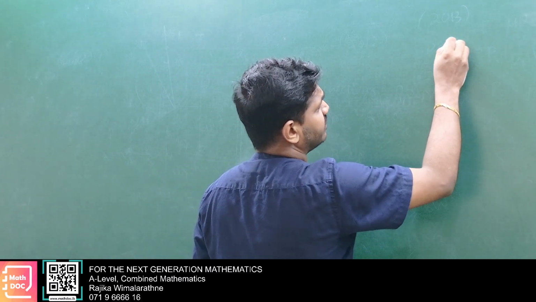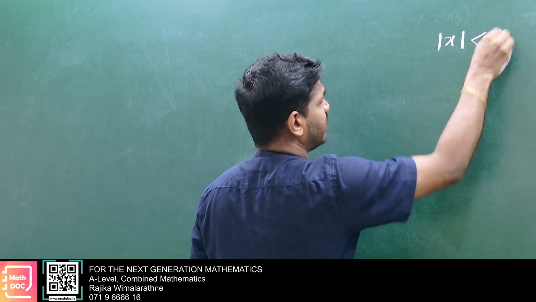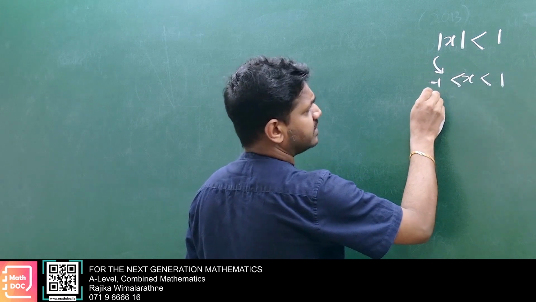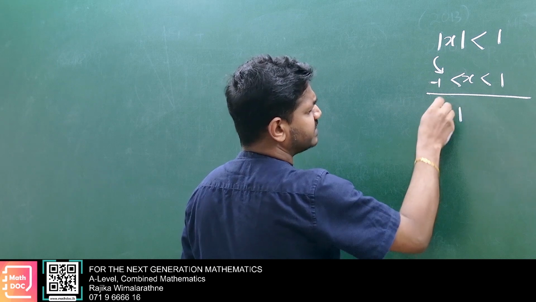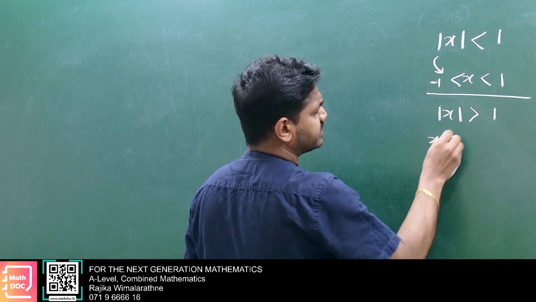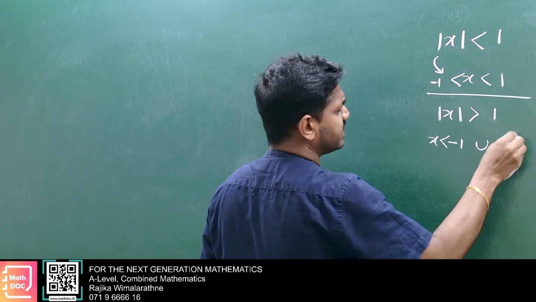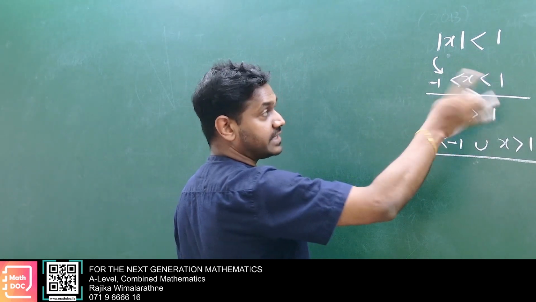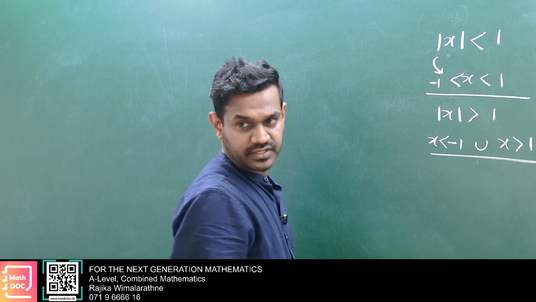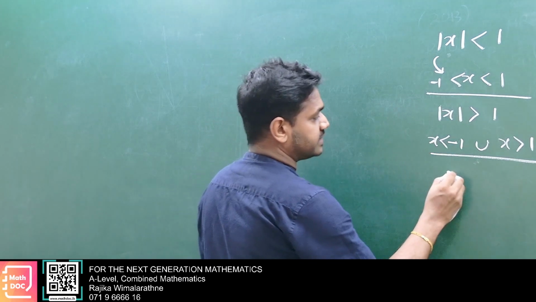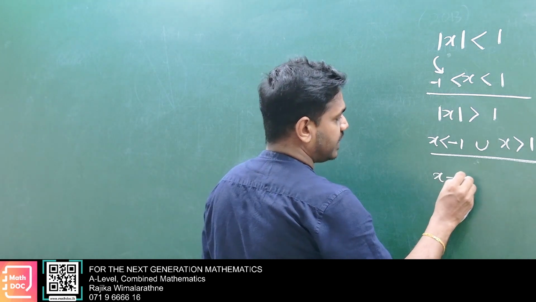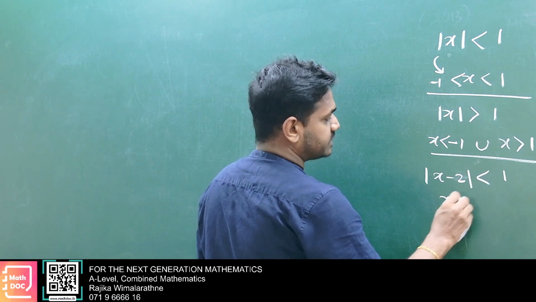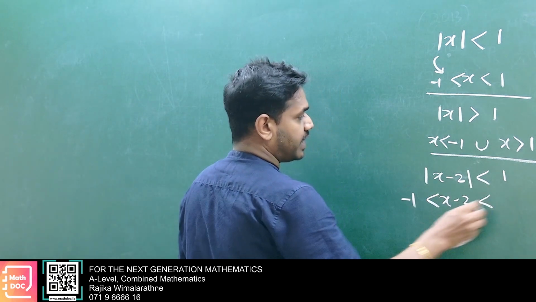Think of this. Here modulus X less than 1, the idea is X is in between -1 to +1. Then modulus X greater than 1 means X less than -1 union X greater than 1. Here this is our idea. Modulus X less than 1 means X within -1 to +1. You have to remember that. Then consider modulus X minus 2 less than 1, which means X minus 2 is in between -1 to +1.